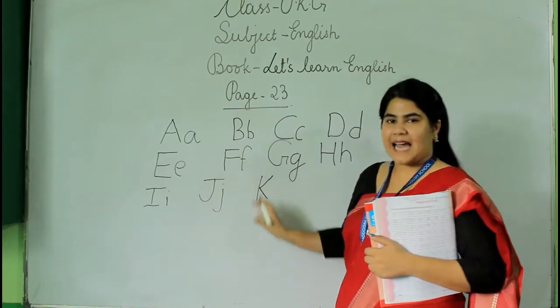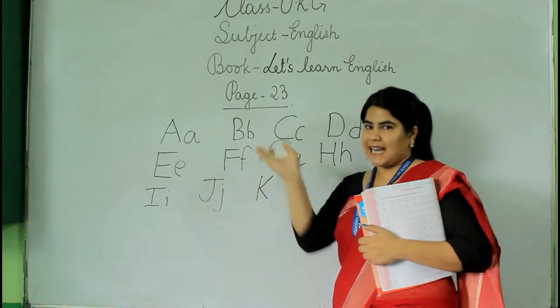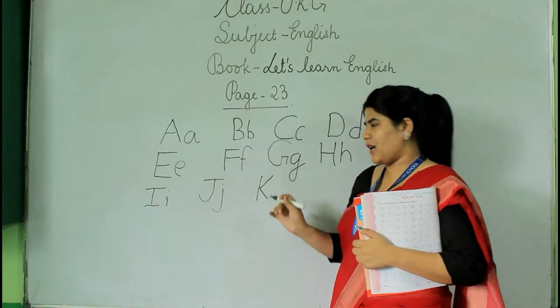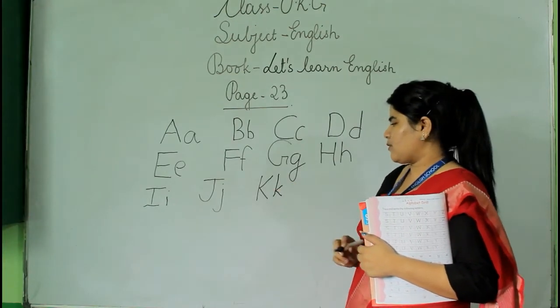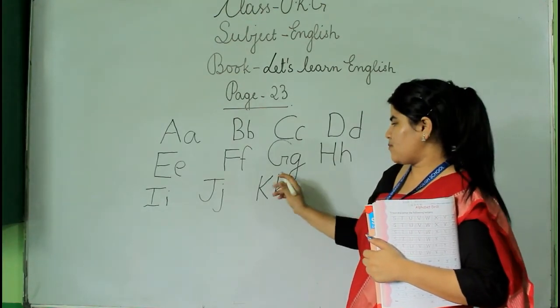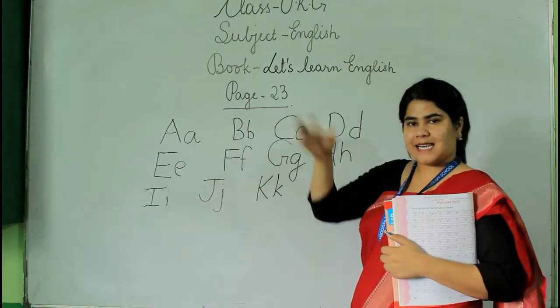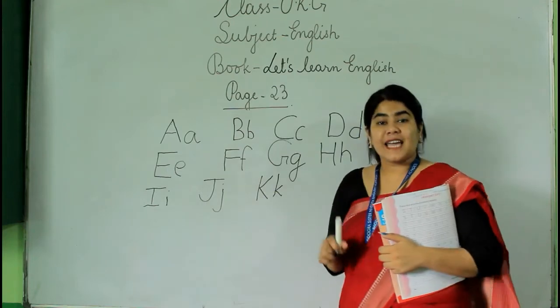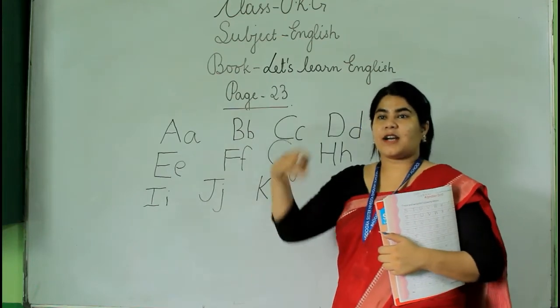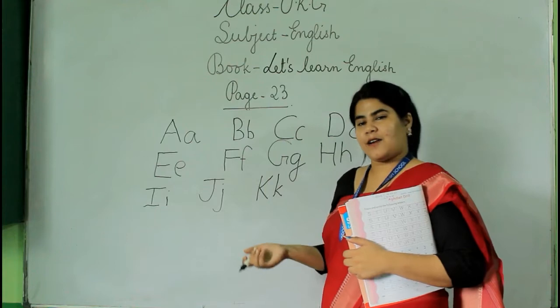In this way, one standing line, then half slanting line, then again standing line. Okay. And for this also, in this way you will write down. Okay. They both look the same, but here you have to make a bigger standing line. Here you have to make a smaller standing line. Okay. K is for kite, K is for king, K is for kangaroo.